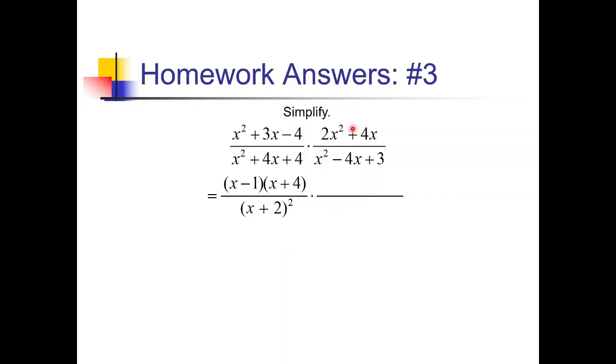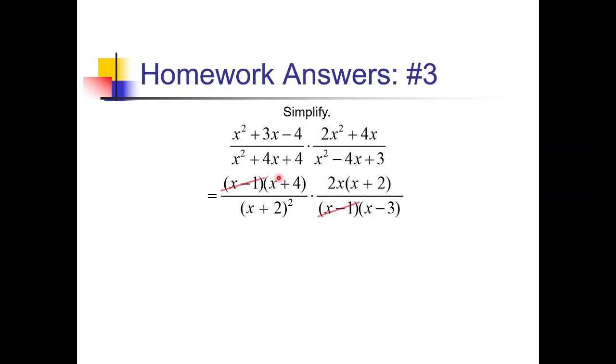And then in the upper right, I can take out a common factor of 2x, leaving me with an x plus 2 up there. And then in the lower right, things that multiply to 3 and add up to negative 4, that would be 1 and 3 if they're both negative. So x minus 1 and x minus 3. So it looks like these x minus 1s can cancel.